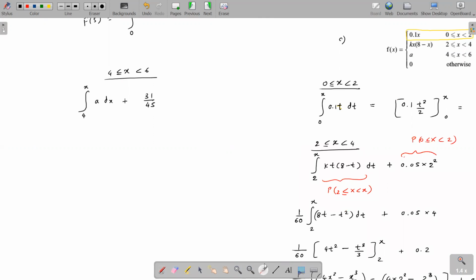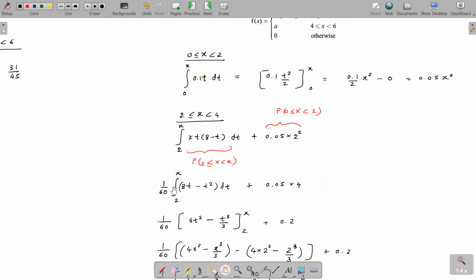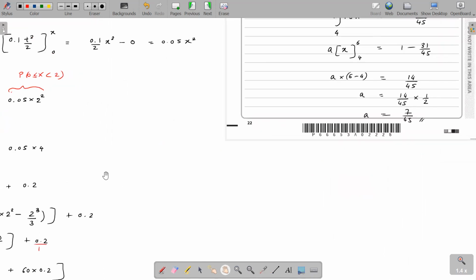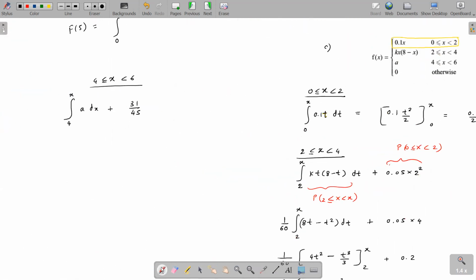If I use x as 5 here, I have the 0 to 4 area plus 4 to 5, so that gives me F(5). Basically x could be any figure, not just 5, any real number between 4 and 6. So it's time to integrate. We found that A is 7 over 45, so replace A with 7 over 45. 7 over 45 is a constant, so we take it out and we integrate 1 from 4 to x.